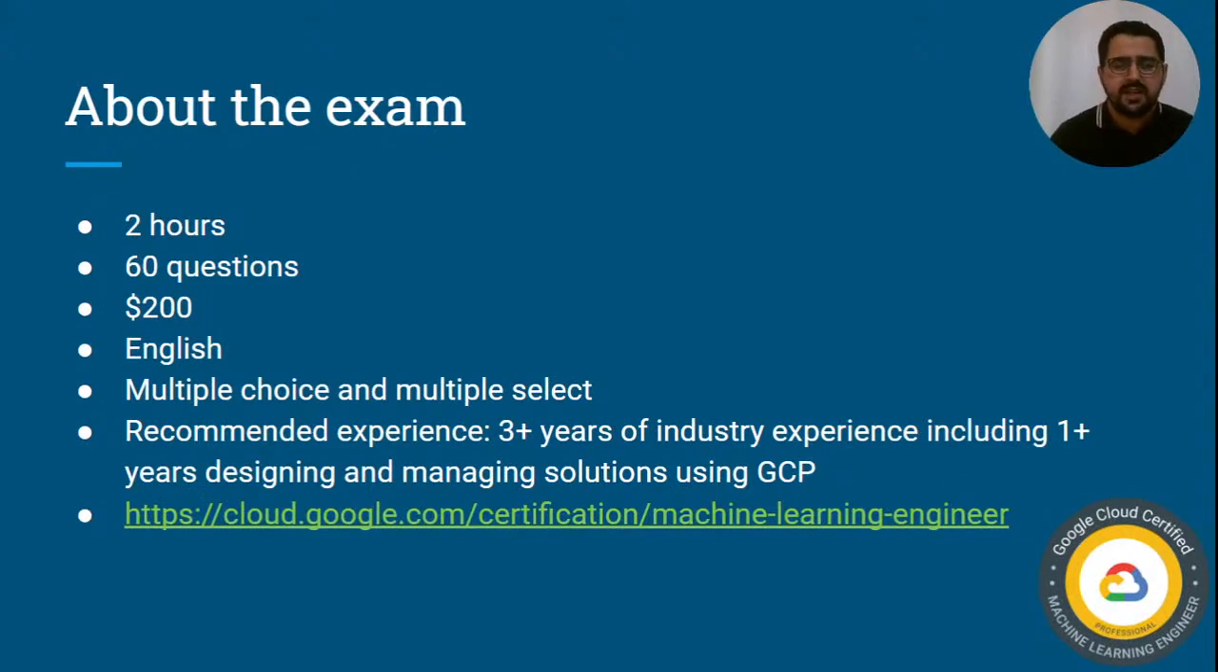So let's talk about the exam. The exam takes 2 hours. There are 60 questions. It costs $200 and it's in English. The format is multiple choice and multiple select. And what Google recommends is to have at least 3 years of experience in the machine learning industry and 1 year of experience in designing and managing solutions using Google Cloud Platform. But I don't think it takes such a huge experience, and we will see how you can prepare for the exam without actually having a lot of experience.